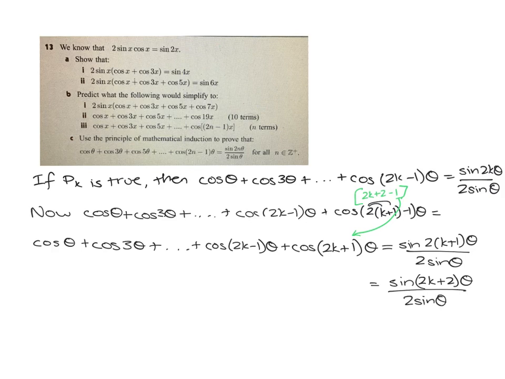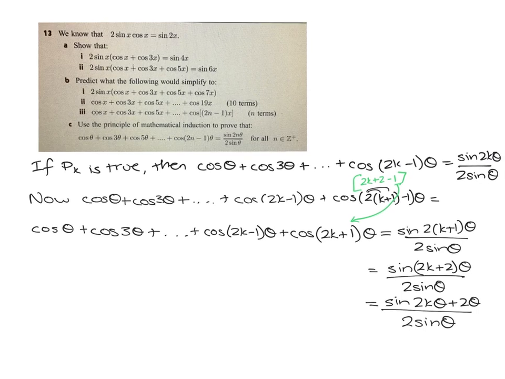Wait, how do you do that? Oh, okay. Could we then multiply the theta in as well? Yes. So we could say it's sine 2k theta plus 2 theta, right? And then over 2 sine theta. So that's what we're now attempting to find. That is our right hand side, and now we've got to go to the left hand side.